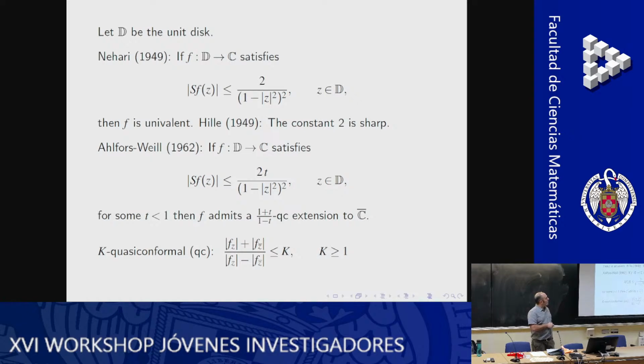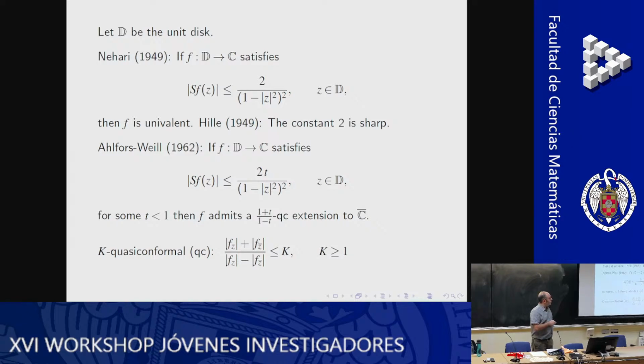And the k of quasi-conformality of this extension is optimal. The extraordinary thing about this theorem is that it is explicit. And we're going to see this as well. We're going to see the formula that was used by Ahlfors and Weill. So good. That's for the unit disk.